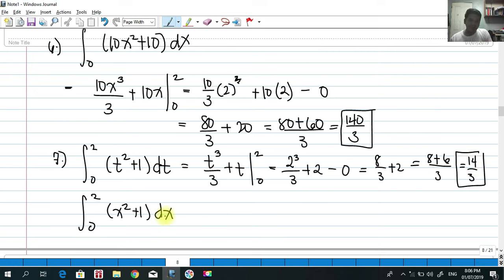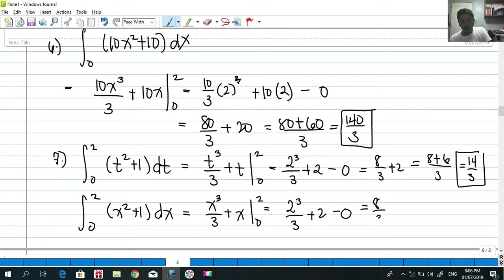So let's check if we have the same answers here. If we evaluate the integral of this, it should be x cubed over 3 plus simply x evaluated from 0 to 2. As we can see here, the only change that happened is the change in variable, but it would still yield the same answer. So we have 2 cubed over 3 plus 2 minus 0, so 8 over 3 plus 2. So that is 6 plus 8, so 14 over 3. Still the same answer.